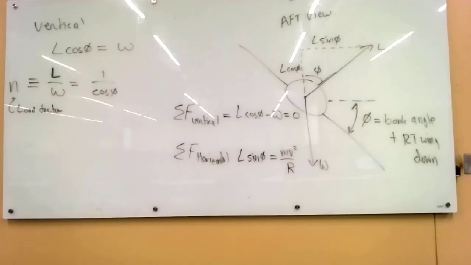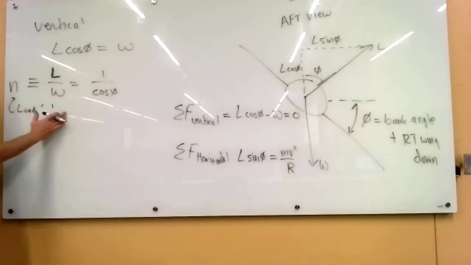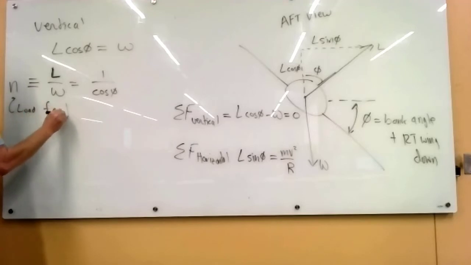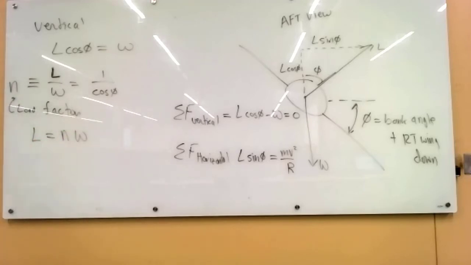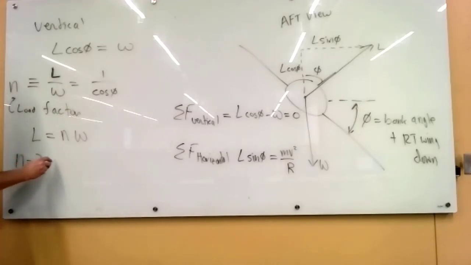Load factor. I guess it's called a factor because lift equals N times weight. So it's the factor you multiply weight by to get the lift. So let's say we're doing 2 G's, and why do we call it G's? It's because of the lift compared to gravity. So it's how much extra you are compared to this normal gravity, which is mass times gravity.